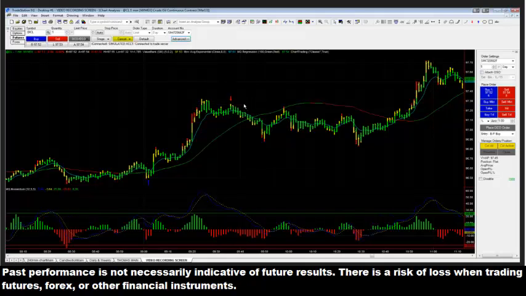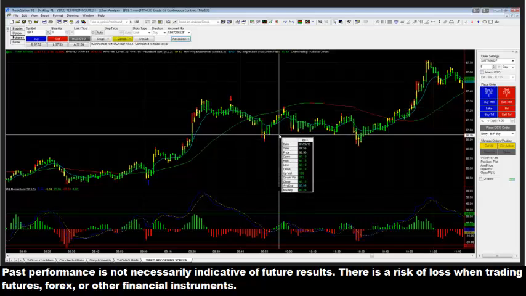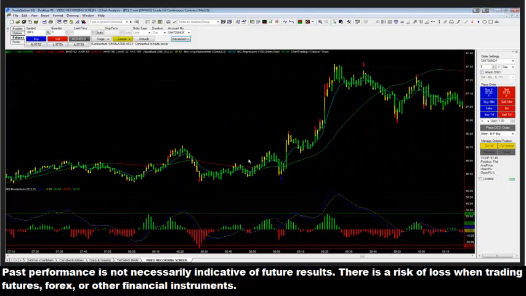But you can see, you can get the idea of what I'm talking about. So what I'll do, I'll go ahead and show you how I get the automatic order placed, the automatic stop loss.